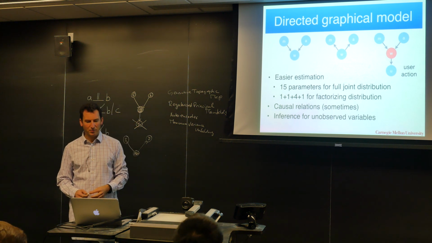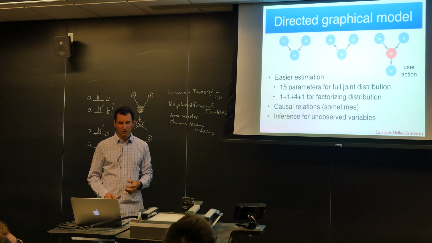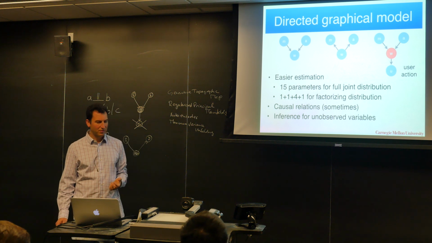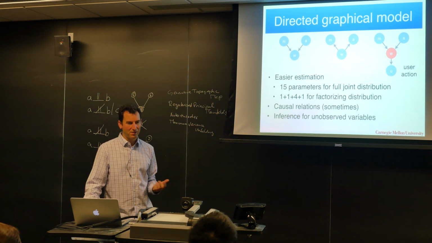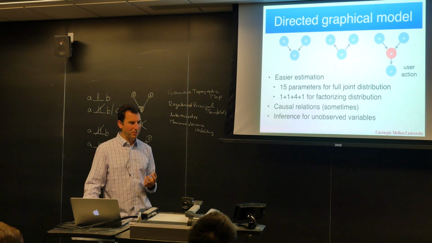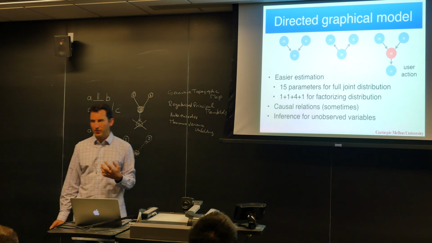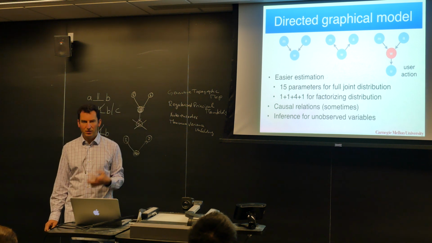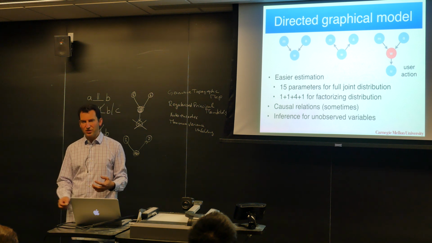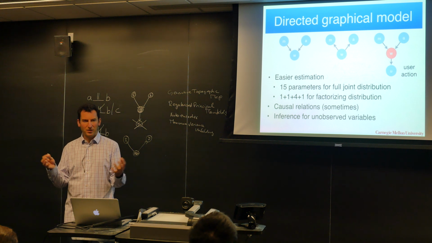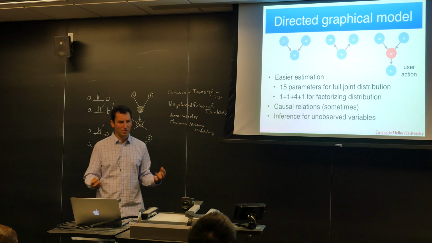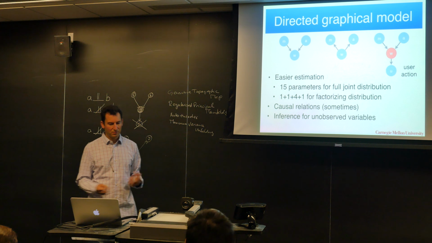So why would you actually care about this? Well, one of the reasons is that it's much easier to actually reason about structured sets of random variables. And more importantly, you need a lot fewer parameters to reason about this. So in other words, graphical models are a tool for statisticians to basically inject some of the prior knowledge of what they think the system should look like into the model.